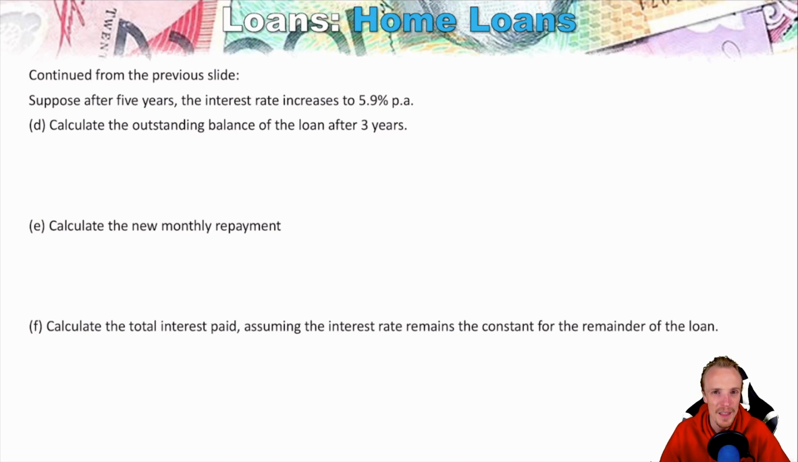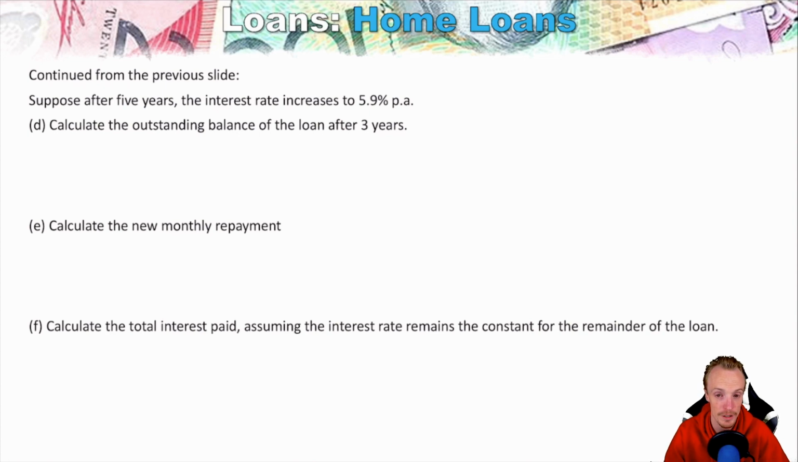Well, at that point in time, what it's really going to change here is the monthly repayments. To pay off this loan in time, because the interest rate has increased, you're going to have to increase your monthly repayments. That's the effect that it actually has on the loan itself. So the first thing we need to do is calculate the new monthly repayments, which are going to be based on the current outstanding balance of the loan.